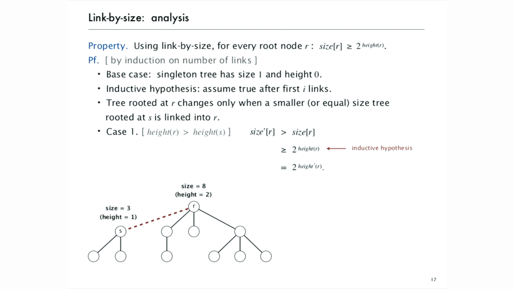Okay. So use link by size: for every root node R, size of R is at least 2 to the power height of R. And that is very simple because if you notice what is happening.